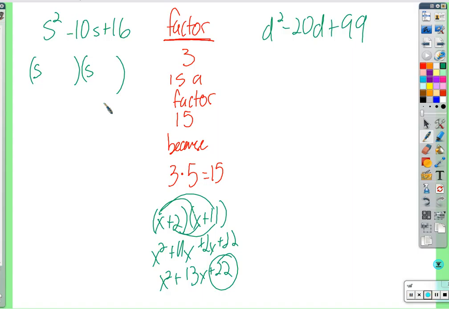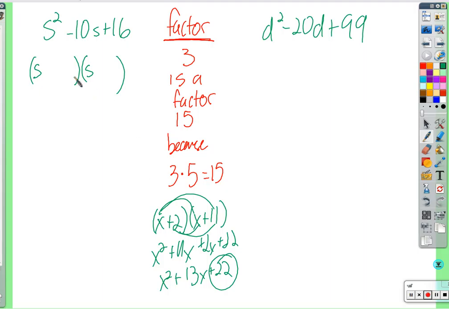Go ahead and say the answer. I'm sure someone knows the answer. How do we determine which two numbers we use? They also add to make negative 10. We can see that here. These two numbers here, 2 times 11 is 22. 2x, right? 2 times x gives us 2x. 11 times x gives us 11x. And they add together to make 13x.